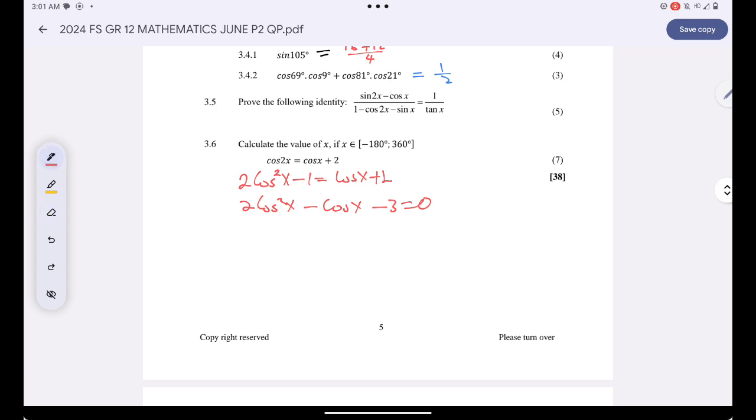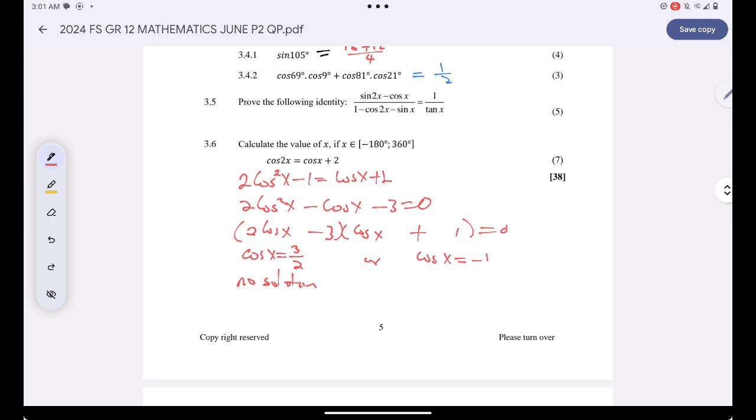This thing is factorizable, right? I'll have 2 cos x there, I'll have 3 and 1. 2, 3 minus and plus simply means that cos x is 3 over 2, which has no solution, or cos x is negative 1.